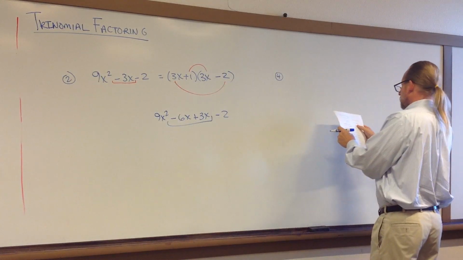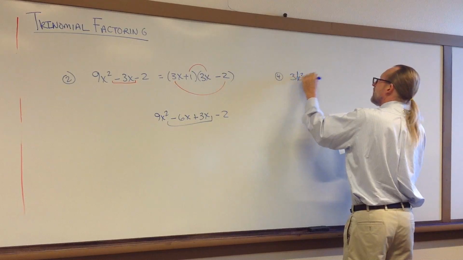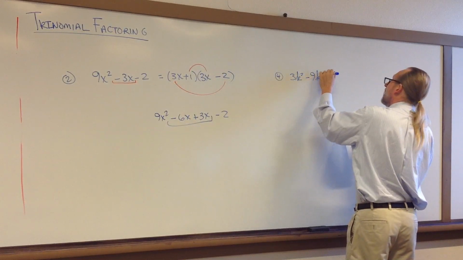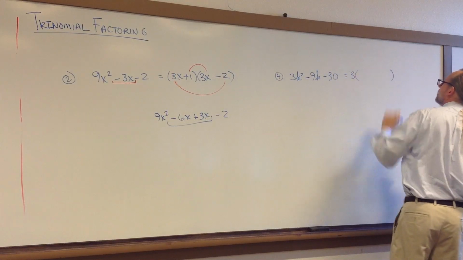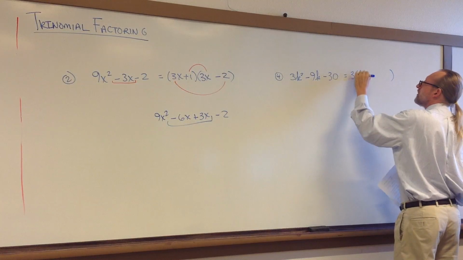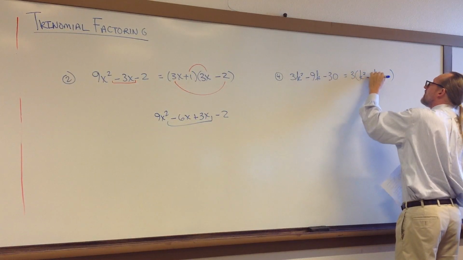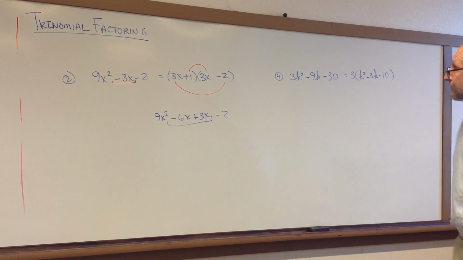Well, number 4 is a little bit different. We start out with 3k squared minus 9k minus 30. And the idea here is we're going to factor out a 3, because that'll make all these numbers smaller, and that is nice. I like to have less work rather than more work in most situations.